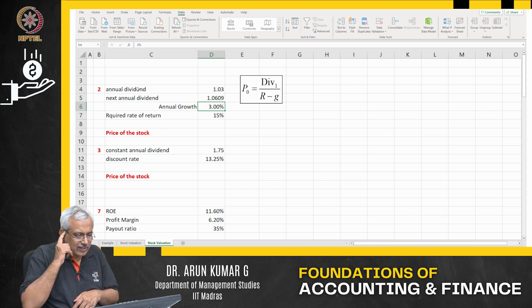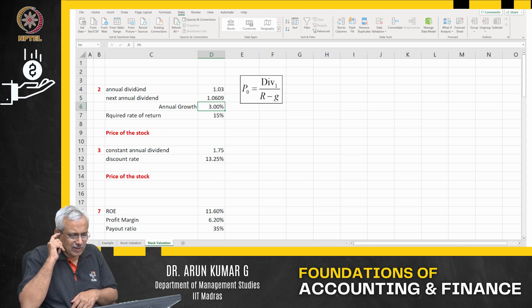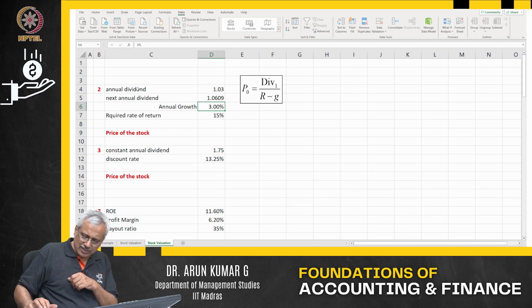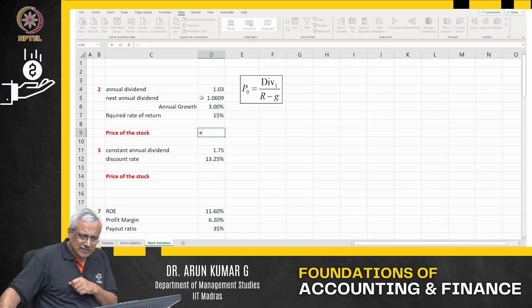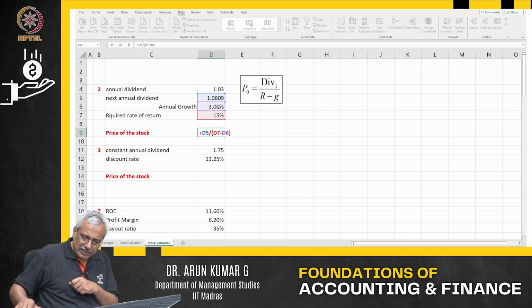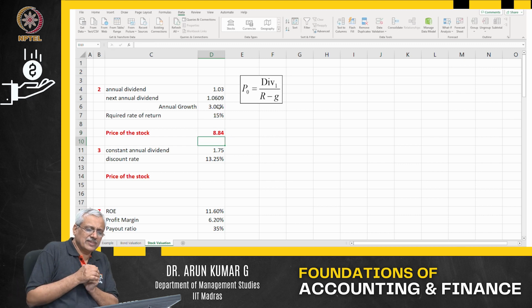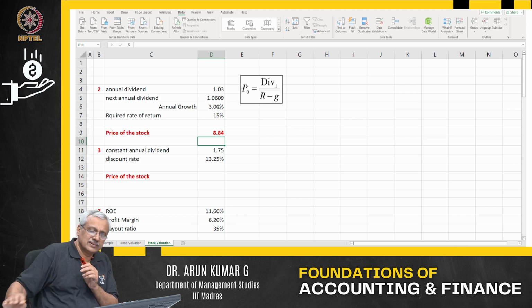My required rate of return is 15%. So what is the price for the stock? Whatever is the next dividend I'm going to get, divide by my rate of return minus the growth rate that's basically going to exist out there, and that's all. My price for the stock is about 8.84 is what I'm going to pay. Go to the next problem.